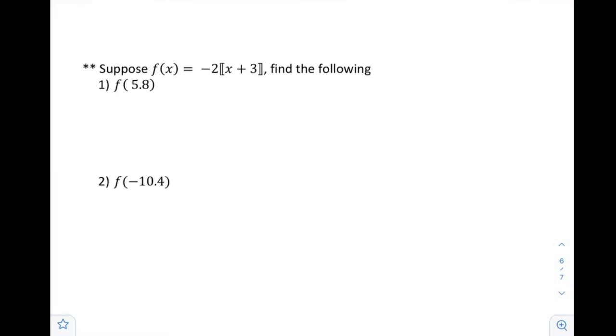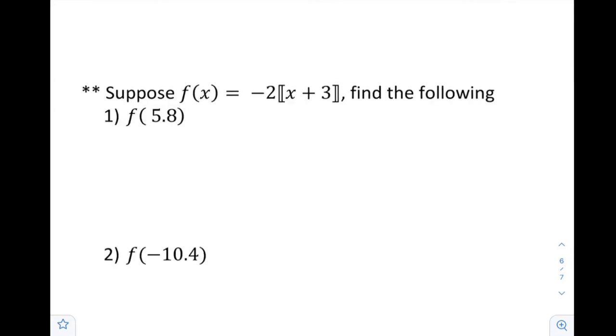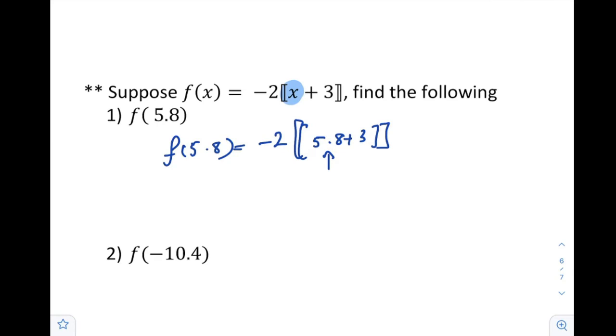Now let's evaluate these 2 values. F of 5.8. Simply when you are asked to evaluate or to find the value of, just replace the value of x. So this is x, f of 5.8, and I will replace 5.8 instead of the x. Never ever find the greatest integer then add. You have to evaluate what is in the bracket first. So I will put -2, 5.8 plus 3 is 8.8. Then I will put the -2 down.